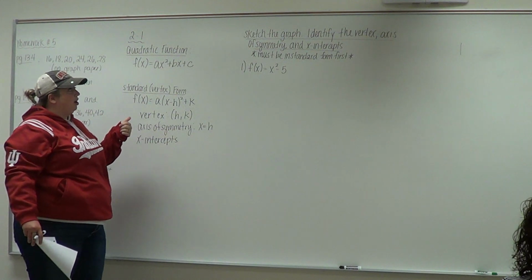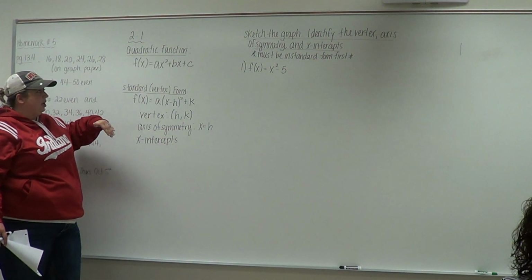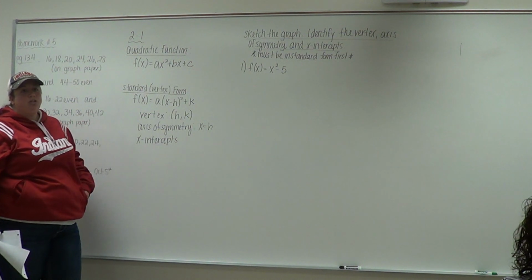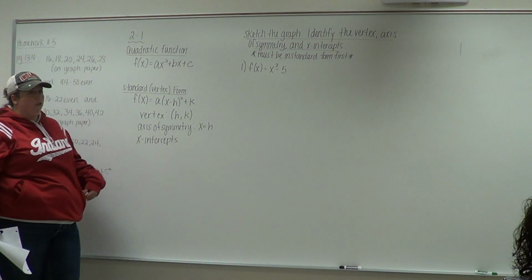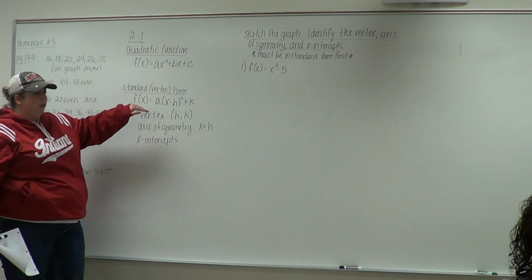Okay, so we're going to sketch the graph. We're going to find the vertex, the axis of symmetry, the x-intercepts. In order to do that, we're going to have it in standard form. They call it standard form, same thing as vertex form, first.